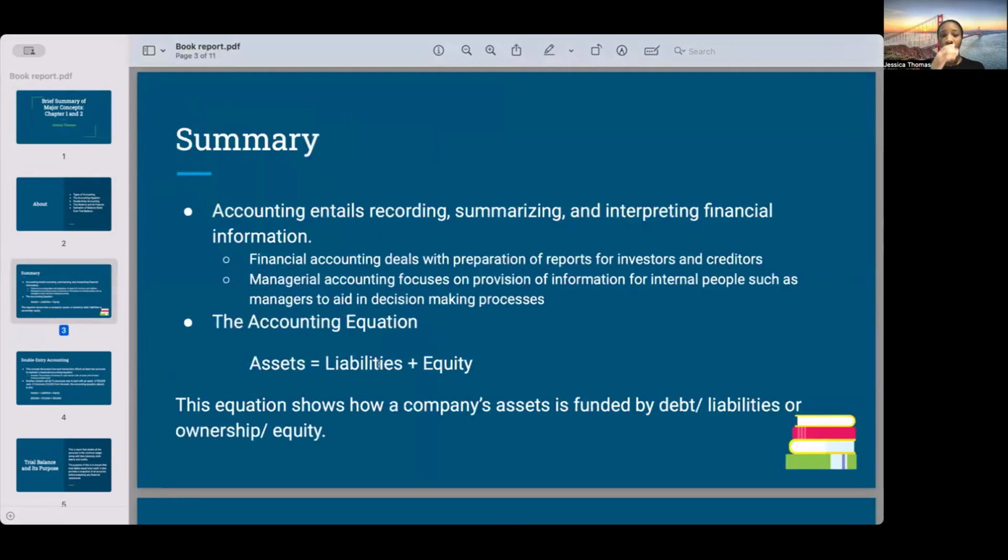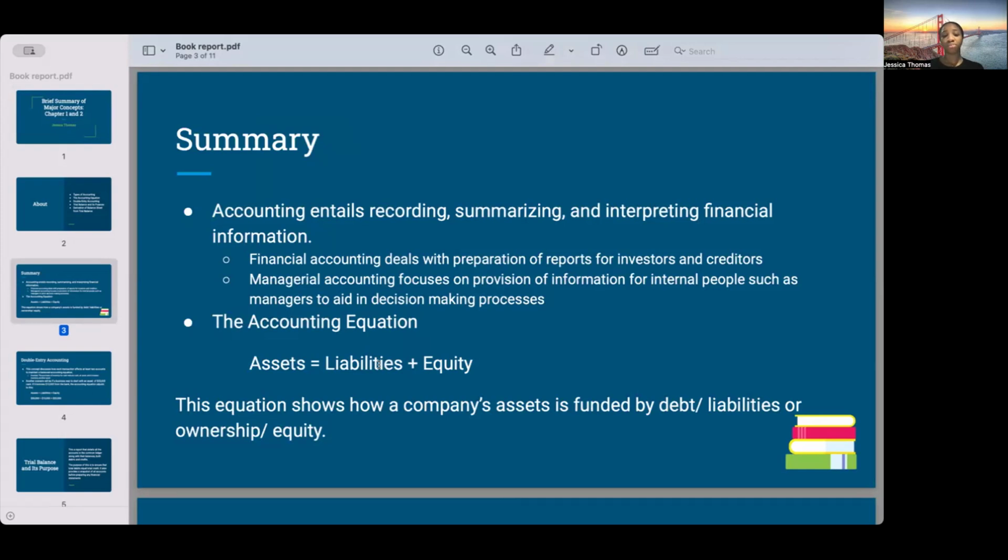So for a summary of chapter 1 and chapter 2, it basically talked about the accounting basics, which entails recording, summarizing and interpreting financial information. Two major types of accounting: financial accounting, which deals with preparing reports for external users, which are investors and creditors, and managerial accounting, which deals with providing information for internal users of a company, such as managers and owners, to aid in the decision-making process.